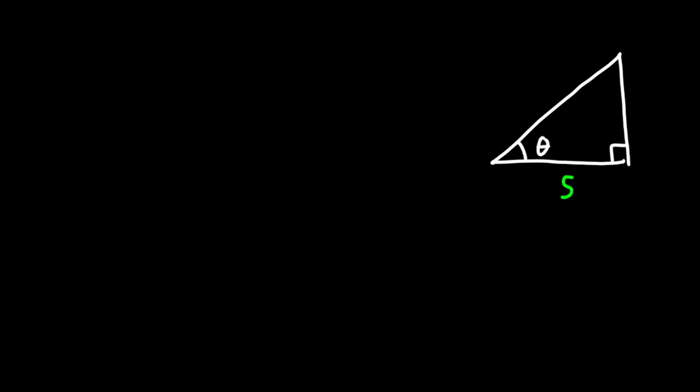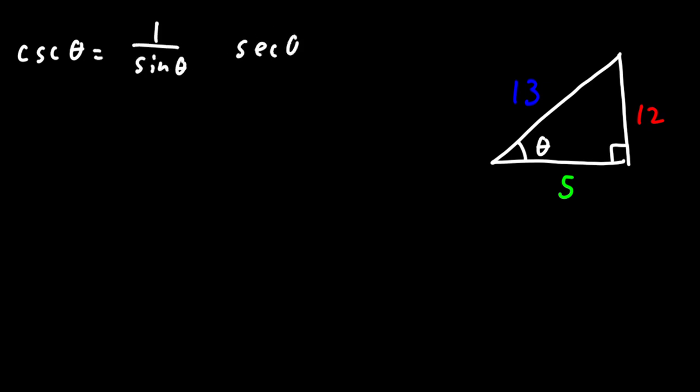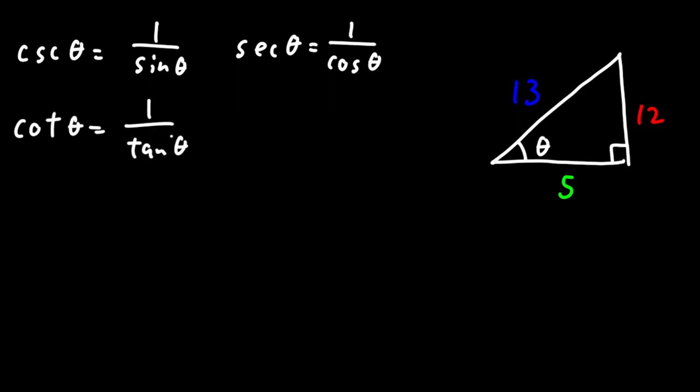This time, let's use the 5, 12, 13 right triangle. Recall that cosecant of theta is 1 over sine of theta. Secant of theta is 1 over cosine of theta. And cotangent of theta is 1 over tangent of theta. Let's find cosecant of theta.